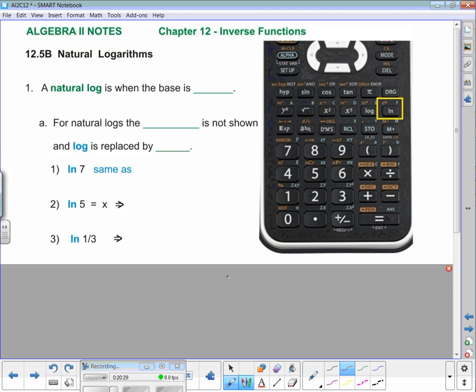Okay, so that was common logs. Now we have to deal with natural logarithms. Natural logarithm. And can anybody tell me what the base is for a natural logarithm?